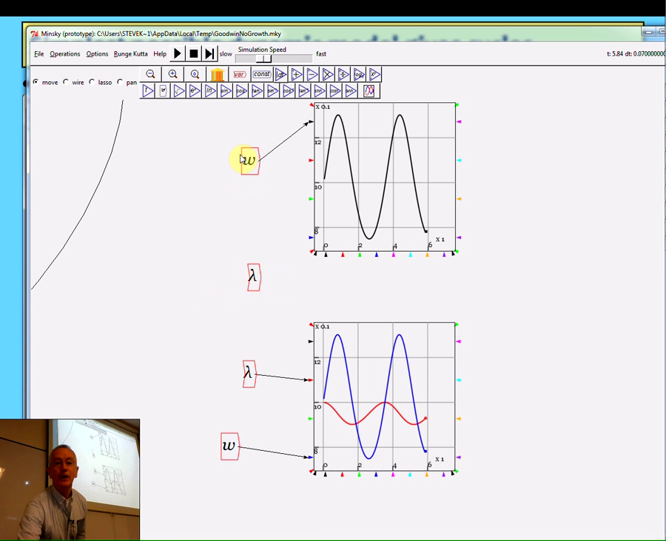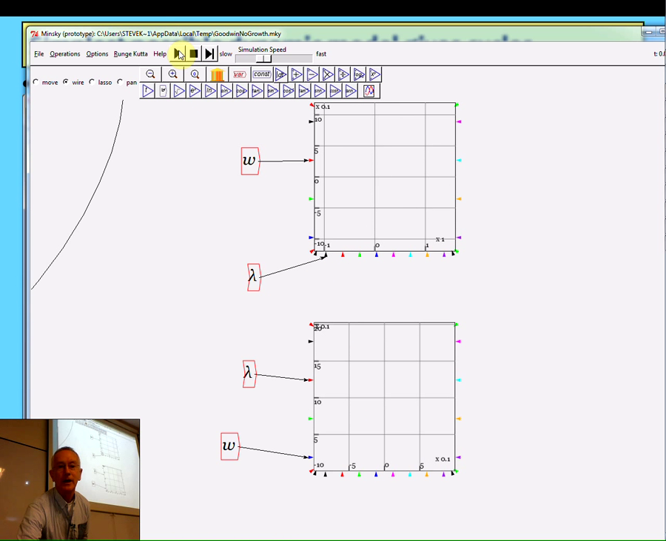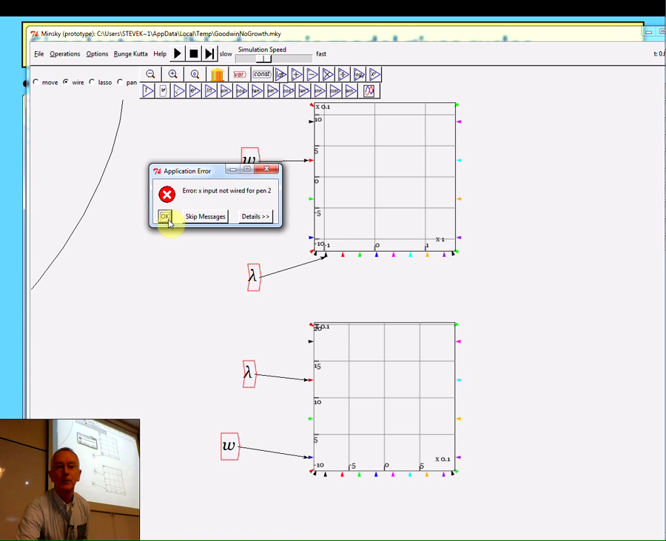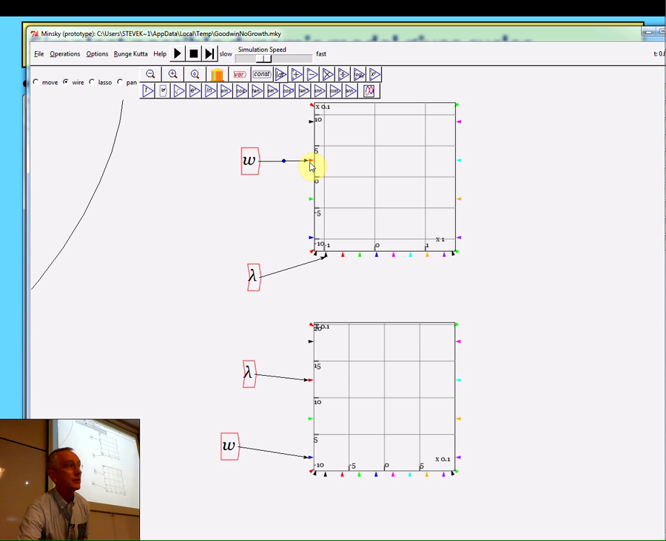Now notice here, I'll just try to illustrate that point about how to use these graphs again. If I delete that line and say attach the omega to the red, and then attach this to the black, I should get an error message. Let's see. Stop it and start. Yeah. See, input not wired for pin 2. That's pin 2, the red line there. So I delete this line and then wire that up to the red instead and then simulate.